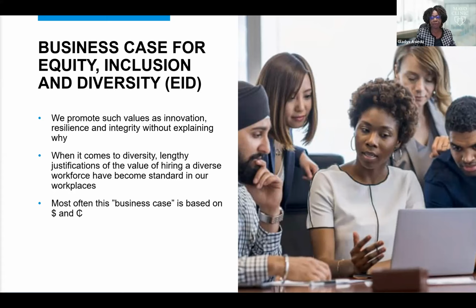We promote such values as innovation, resilience, integrity without even explaining them. We don't have to explain them. When it comes to diversity, lengthy justification. At least I have experienced that in my own institution. Many of the projects that we had to do, we had to justify the practice, in fact, justify this, justify that. The value of hiring a diverse workforce has become a standard in workplaces, which is also quite disturbing from my perspective. Most of the business case is based on dollars and cents. And so if it's not yielding back the dollars and cents, then that is not relevant.